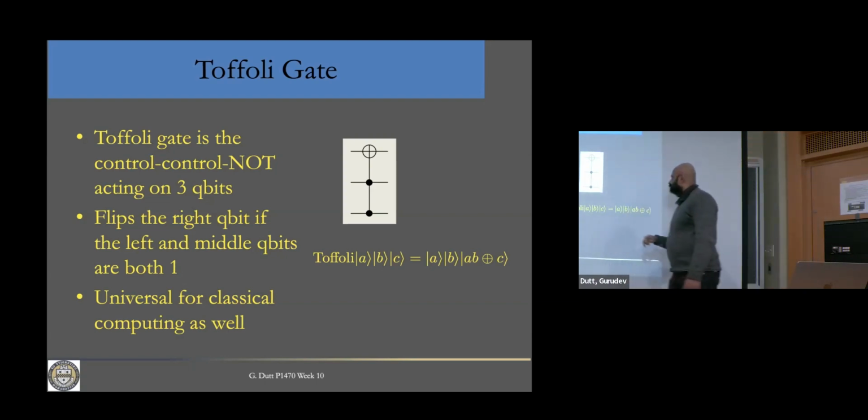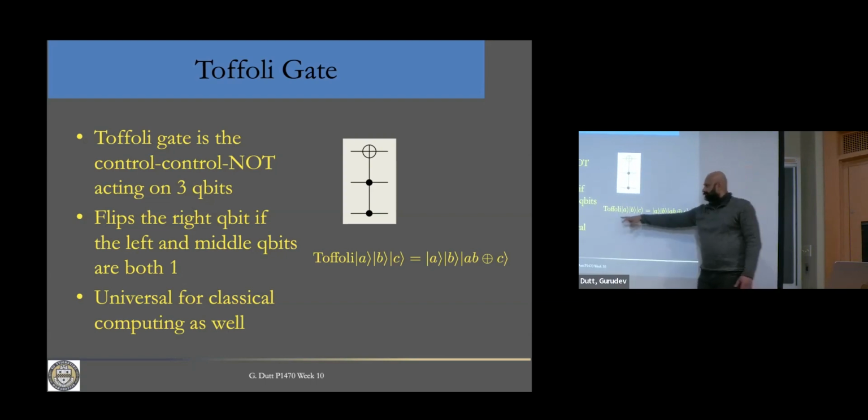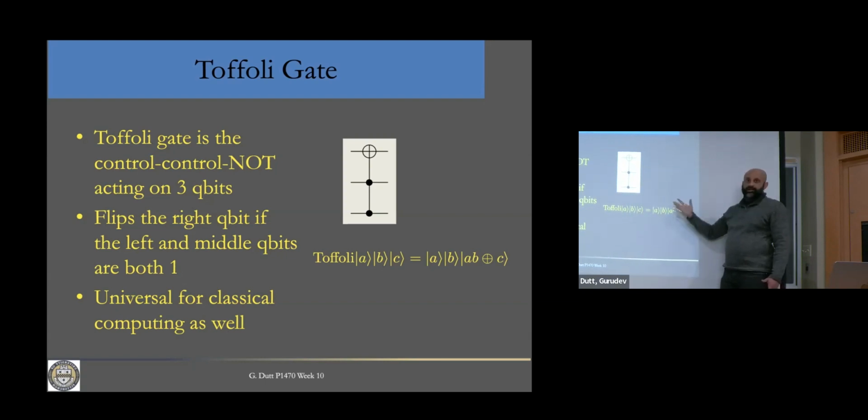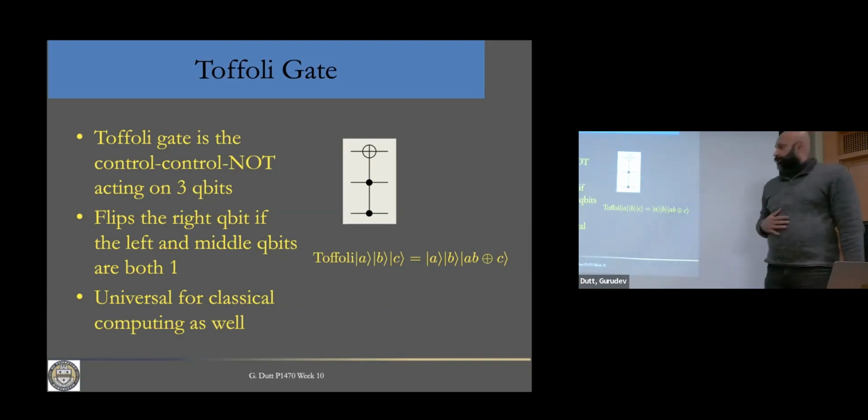Okay. So what does it do? Its action is exactly as indicated by the circuit diagram here. It'll flip the rightmost qubit if the left and the middle one are 1. Okay. So again, it's very simple to write this down in Ket algebra notation. Toffoli on A, B, C is equal to A, B, both are unchanged because they are control qubits. And then C is XORed with the product of A and B, because only if A and B are 1 will anything happen to C. So A, B together is an AND gate effectively between them. So that's the product A, B.